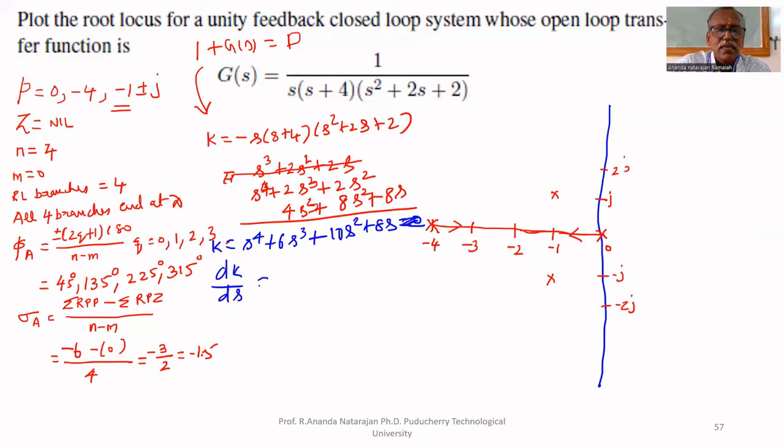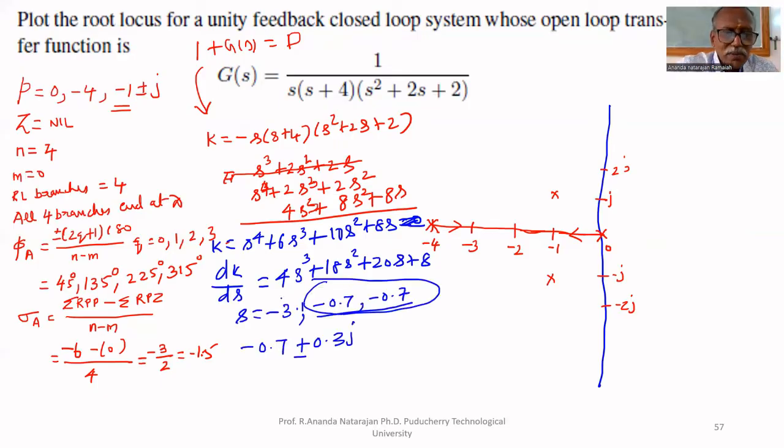dk by ds equal to 4s cube plus 18s square plus 20s plus 8. Find the roots. So the roots are minus 3.1 and minus 0.7 plus or minus 0.3j. Only one real root. The other two are complex roots. That too, minus 3.1 is on the root locus.